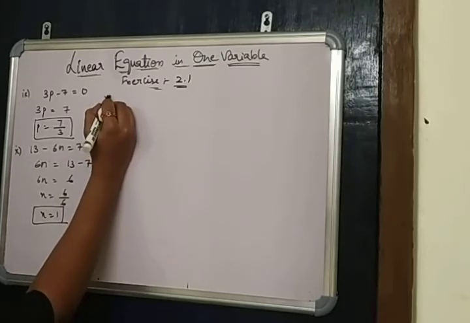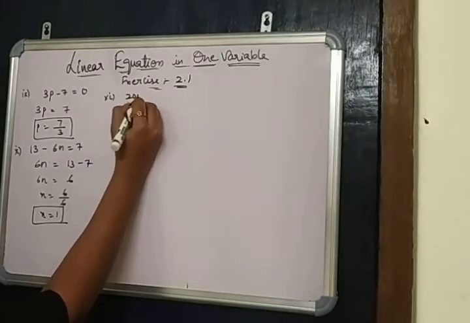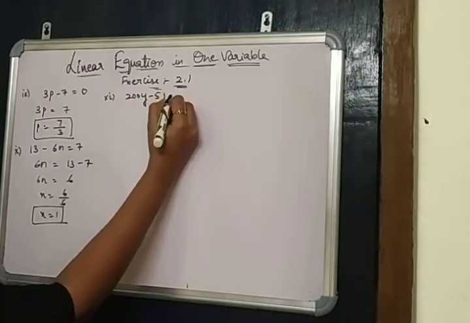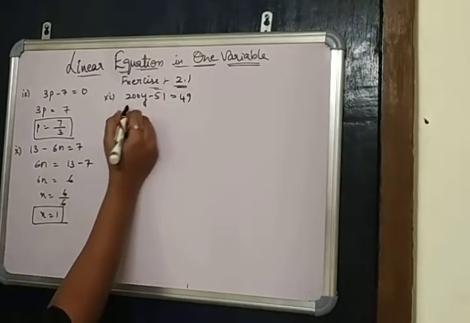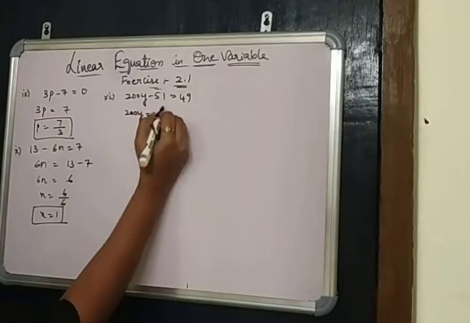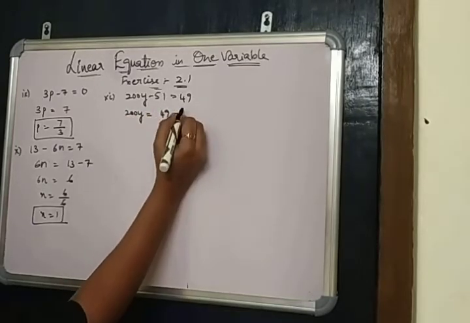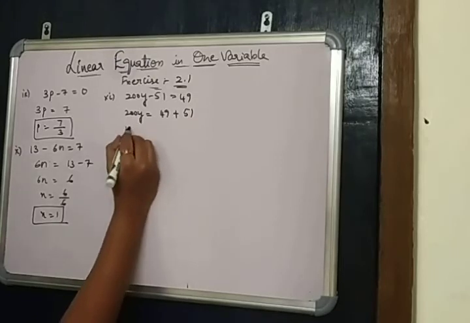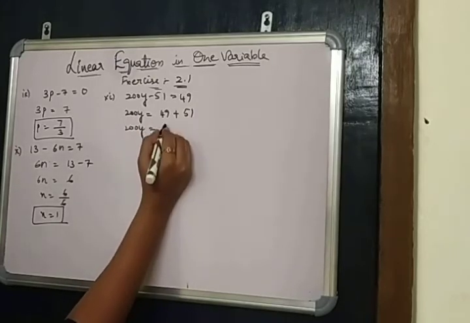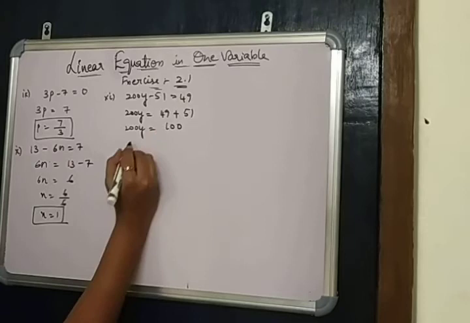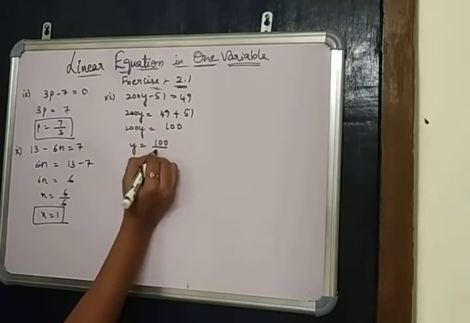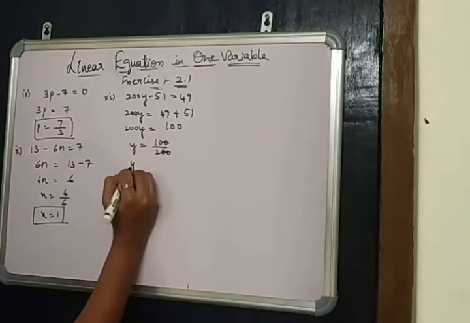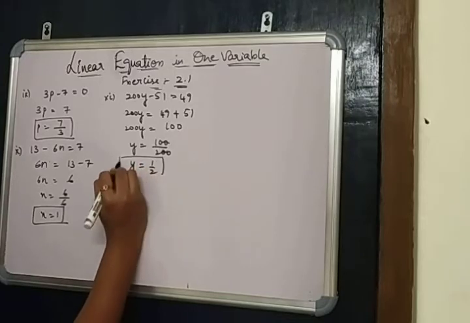And next problem, 200y minus 51 is equal to 49, where 200y is equal to, when 51 moves to the right hand side, it will become plus 51, minus 51 will become plus 51, 200y is equal to 49 plus 51 is 100, where y is equal to 100 divided by 200, then y is equal to 1 by 2.